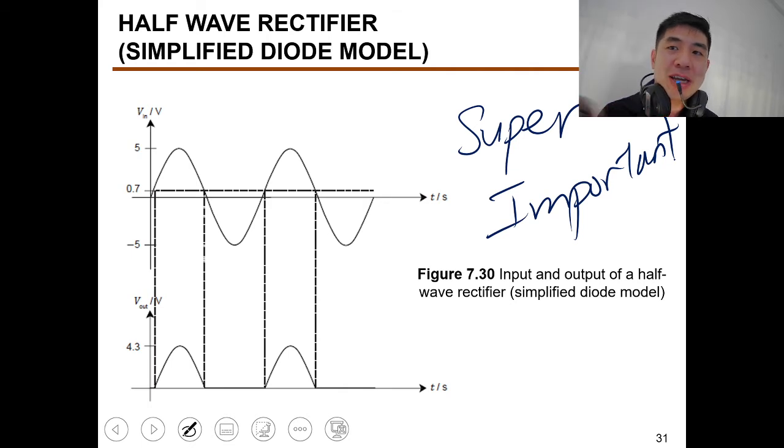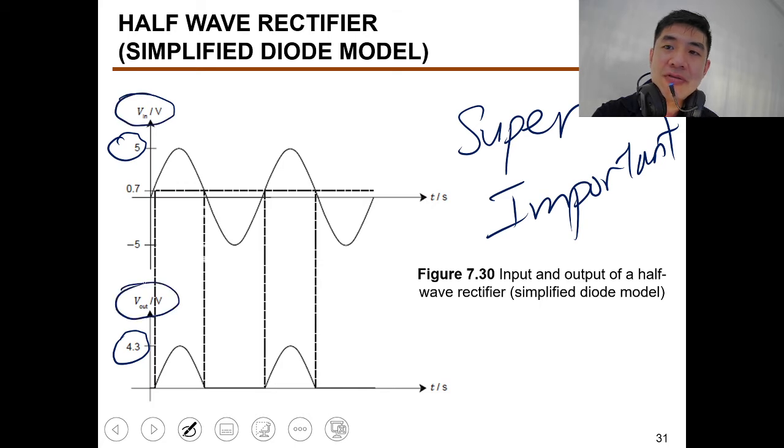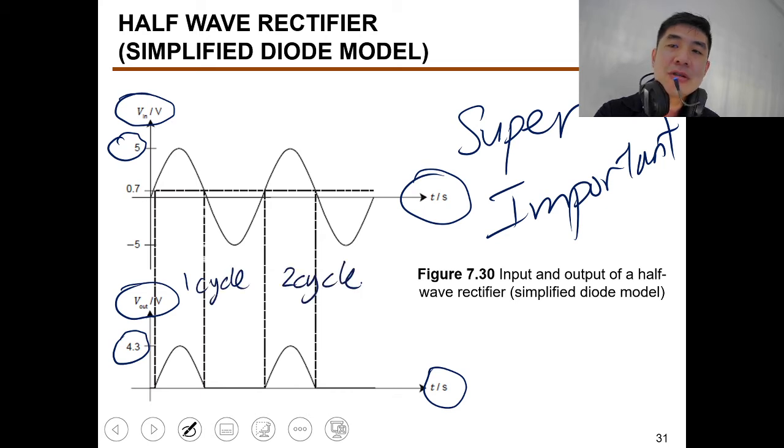You will be asked to draw it, and when you draw it, you must take note of a few features. This is very important. The labeling, you must take note of this: V in and V out, and the other one is time in seconds. You must draw 1 cycle and 2 cycles, then it is considered complete.